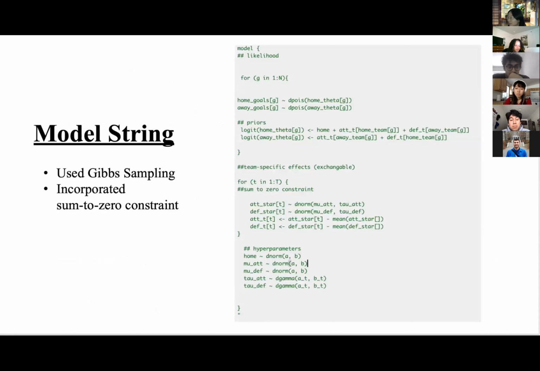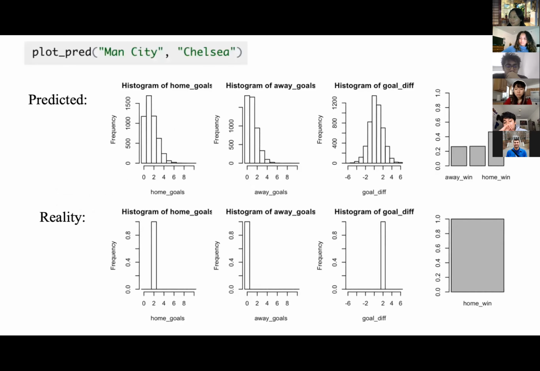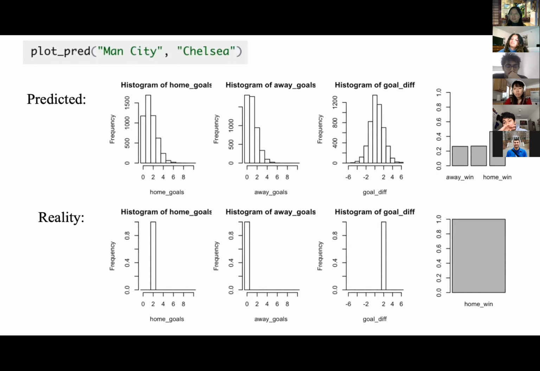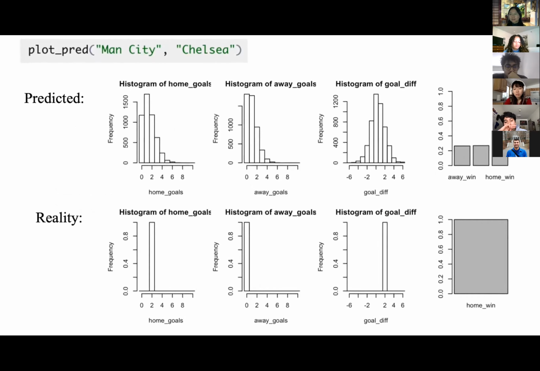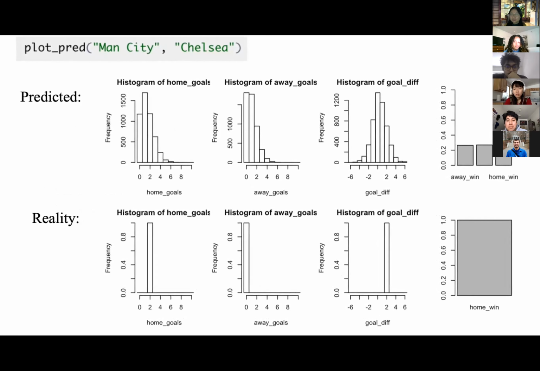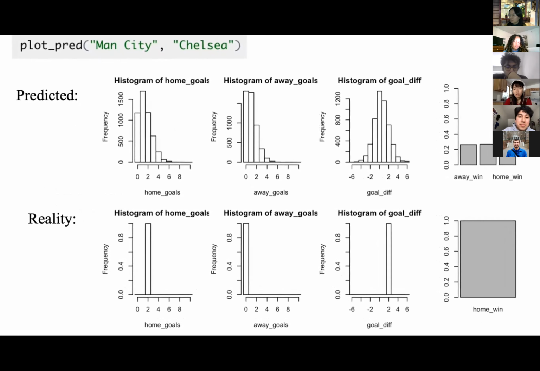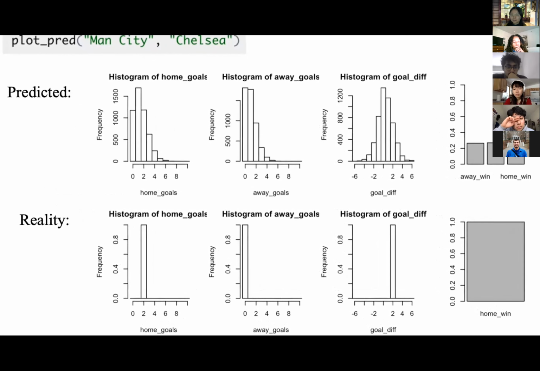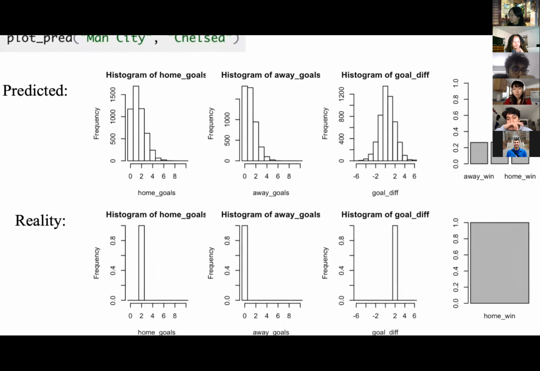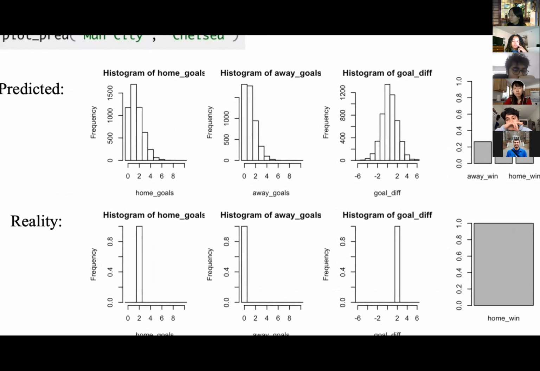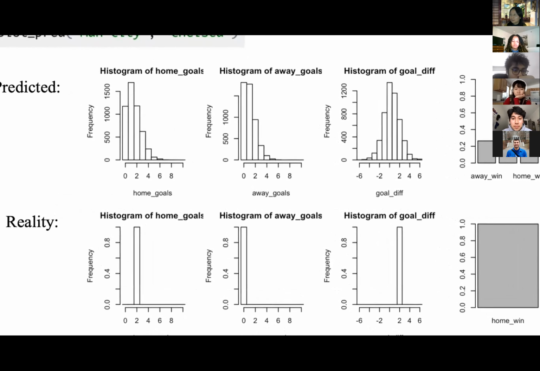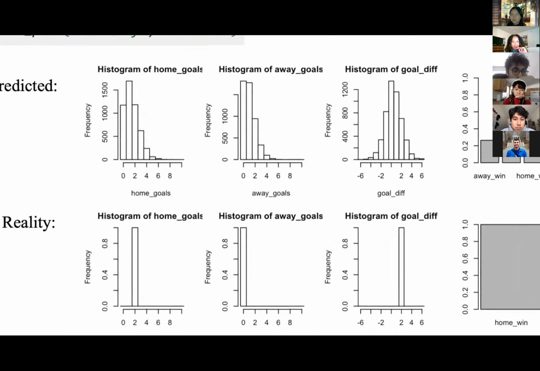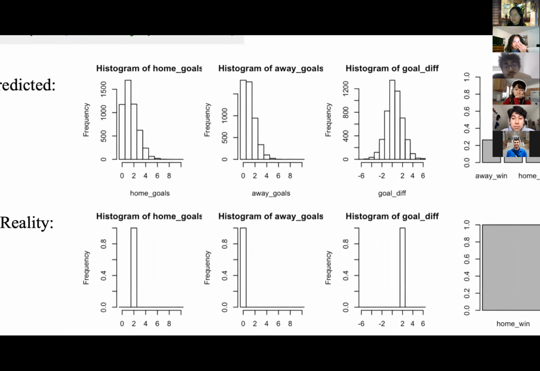So we ran our model on JAGS and used the parameter coefficients to predict individual games. So this is an example of the predicted outcome of a game versus what happened in real life. And in this example, we have Manchester City, which is the home game, and they're matched up against Chelsea, the away team. In our prediction, our model predicts that the home team, Man City, will score around 2 goals, whereas Chelsea will only score 1 goal. And in reality, the score was 2-0 to Man City. And as I said before, we did this for all 380 games in the Premier League season.